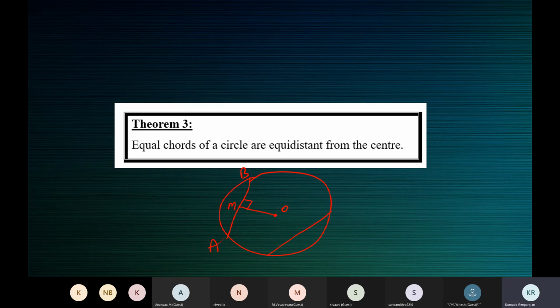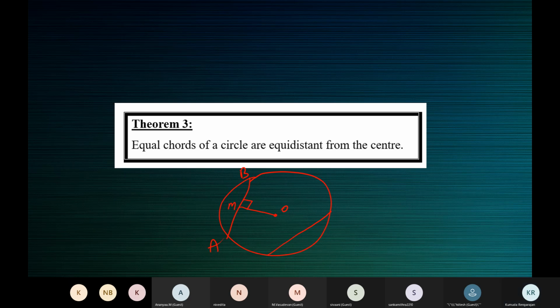From the center, there cannot be any other perpendicular to the chord. There is only one perpendicular. From the center O, there is only one line that can be a perpendicular to the chord. From the center O, there can be one and only one line that can be perpendicular to AB.